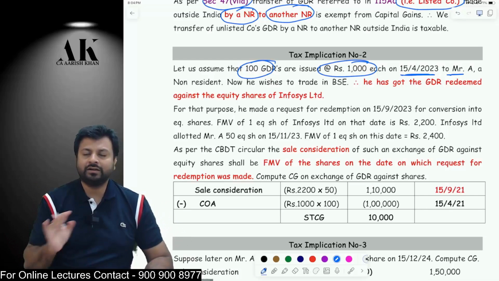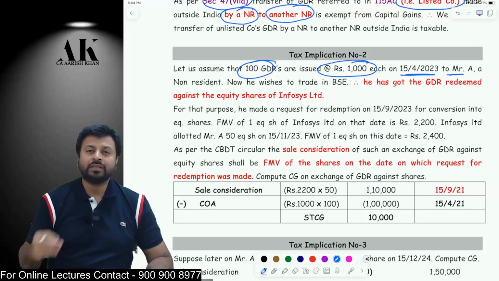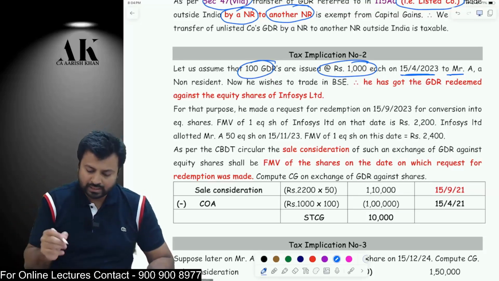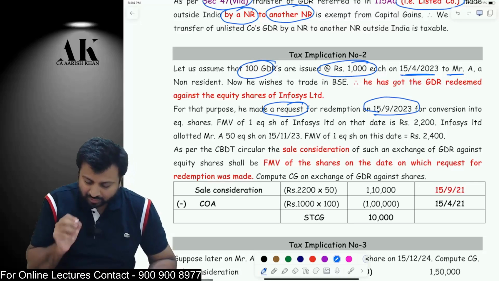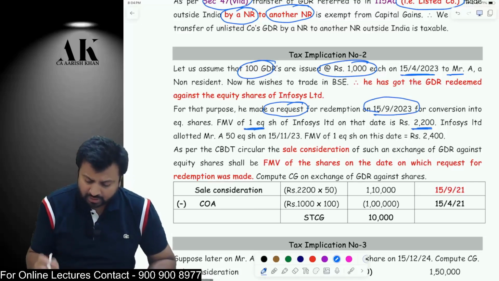Now, in the Indian market, we cannot trade on GDR. In the Indian market, if we want to trade, the non-resident has to buy the equity shares of the Indian company. Okay. So now the non-resident is requesting what? Infosys that convert this GDR into what? Convert this GDR into shares of Infosys. So now he has made a request for redemption on 15 September. On that date, the value of one share of equity shares of Infosys was 2,200 rupees.